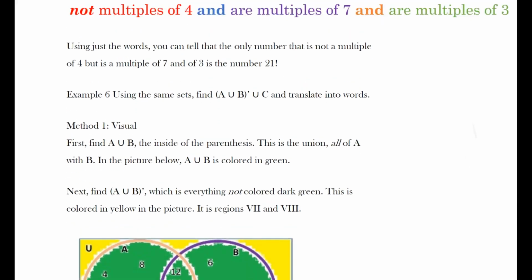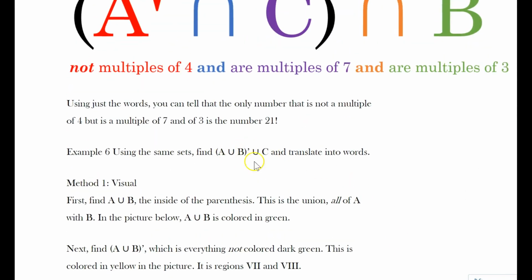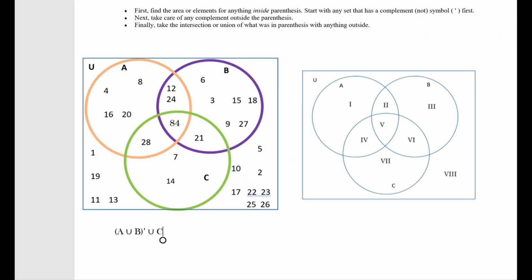So for this video, we're going to take on union and a complement symbol that's outside of the union. That's going to be a little bit tougher, but with our colored pencils, we can do anything. We start by finding anything inside parentheses, right? There's nothing inside the parentheses that has a complement symbol, so we don't have to worry about that. The complement is on the outside of the union.